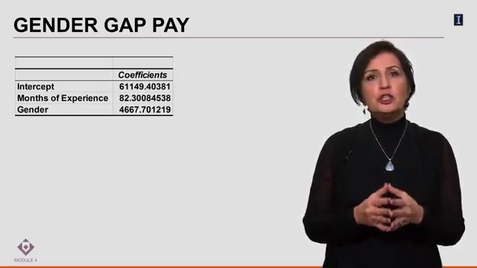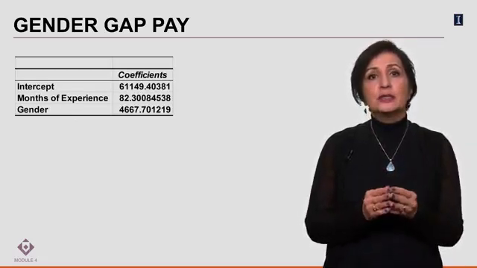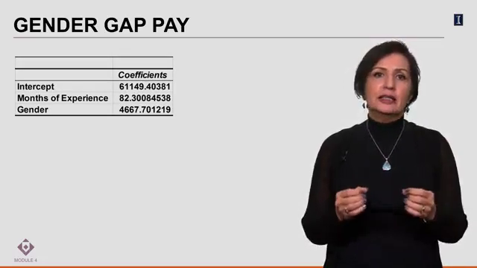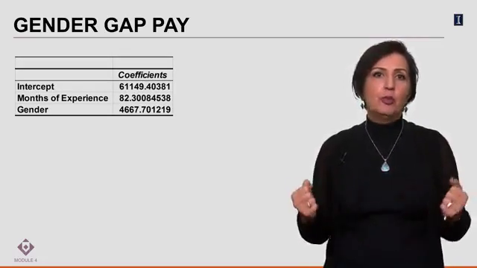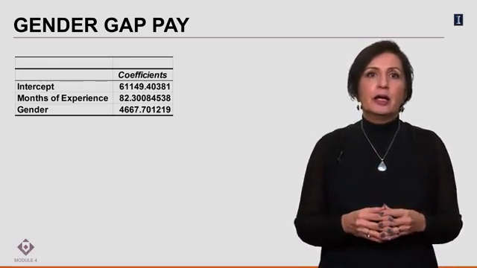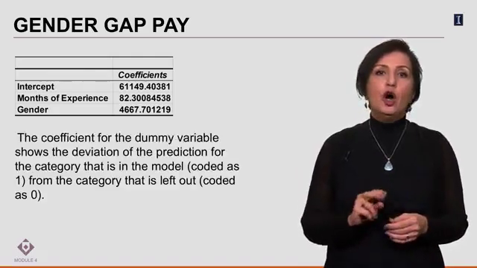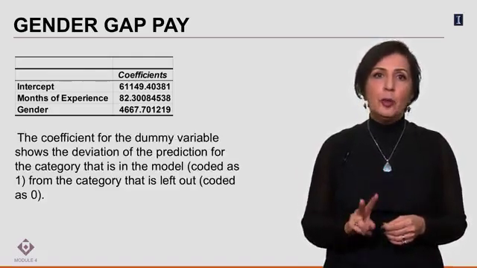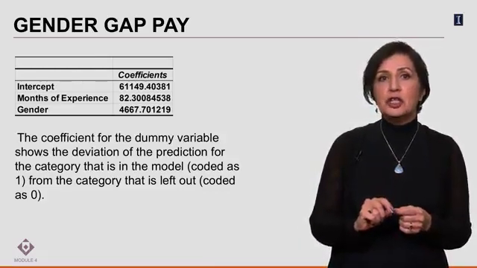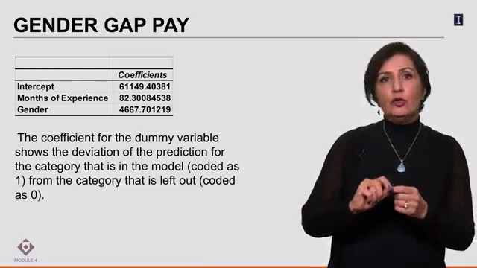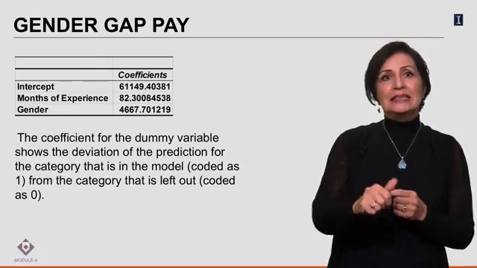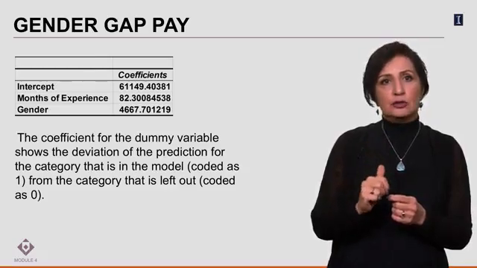So the coefficient for the gender variable shows the difference in the salary for male nurses from the female nurses. In this case, there is an added gender bonus of $4,667 for males. The takeaway here is, for all models that have categorical data with two possibilities, the coefficient for the dummy variable shows the deviation of the prediction for the category that is in the model, that is coded as 1, from the category that is left out, that is coded as 0.